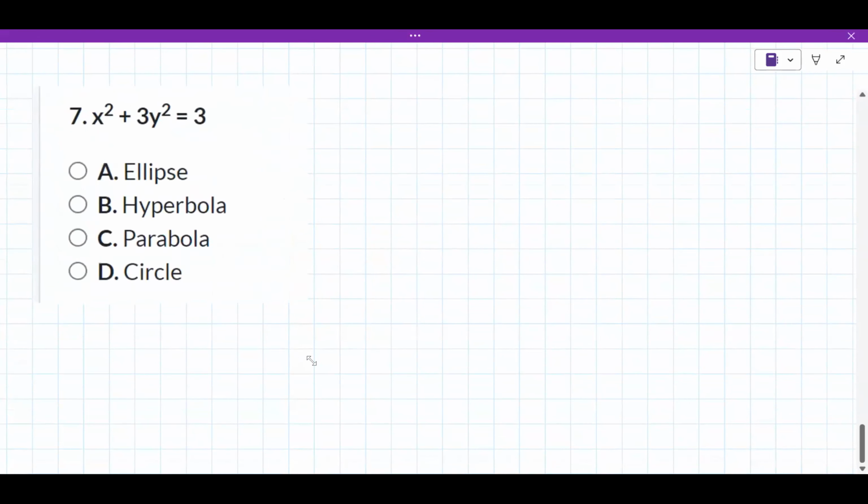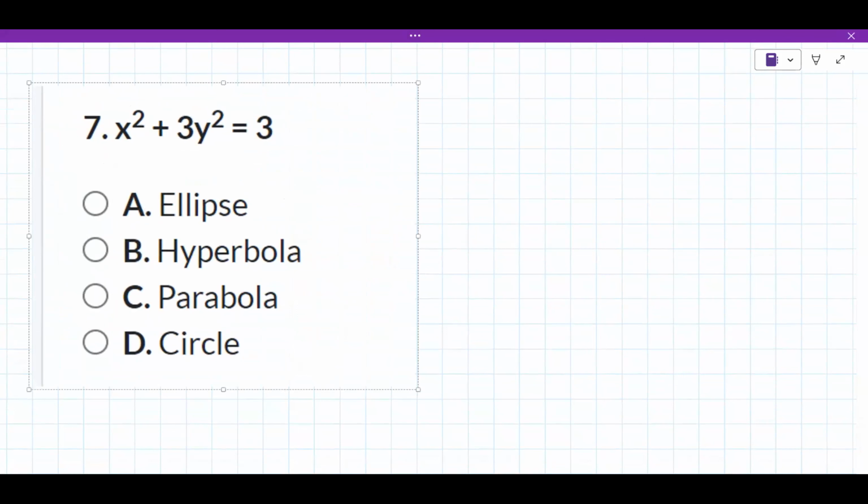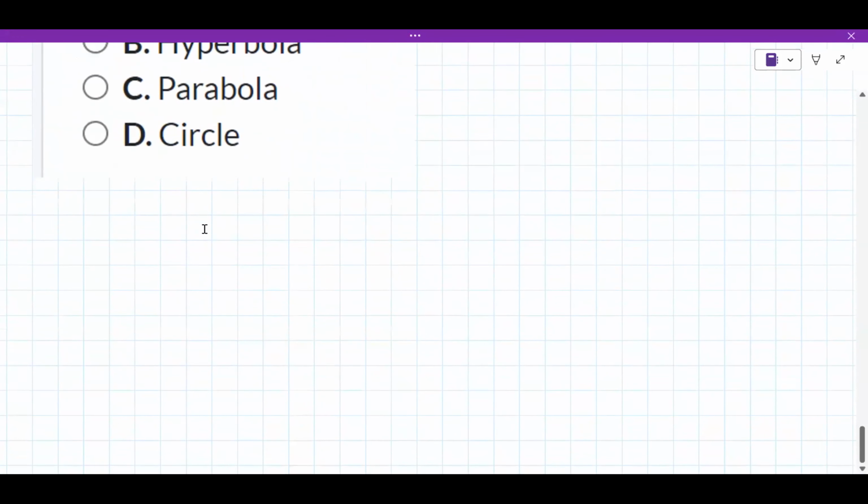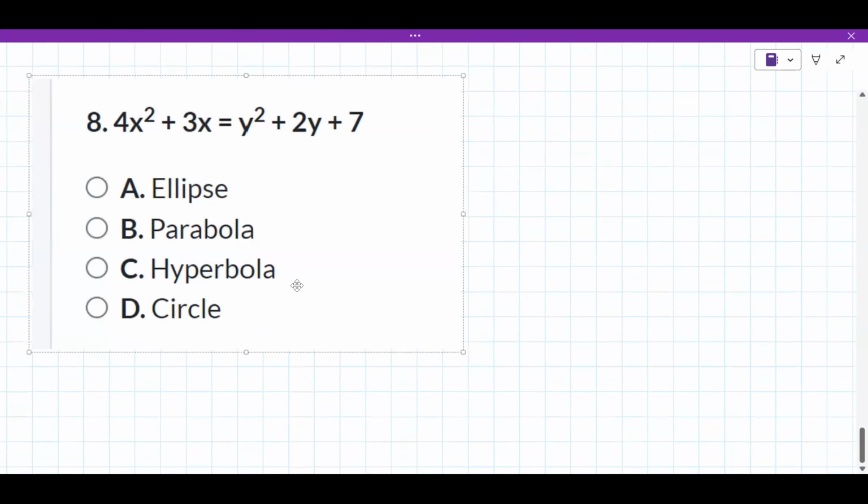All right, here's another one for you to look at. Same thing. Go ahead and graph it. It is an ellipse. Okay. Number 8. Same thing here. Just graph it. It's a hyperbola. It is, yeah.